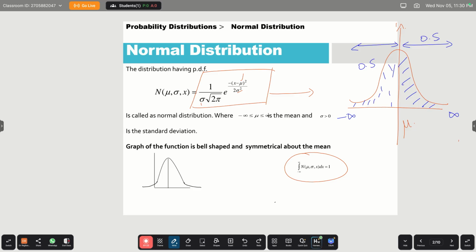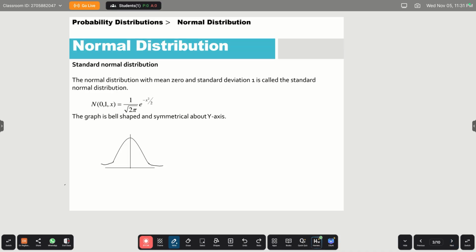And for a normal distribution, if mu is 0 and if standard deviation is 1, then the normal distribution is called as standard normal distribution. So standard normal distribution is just a particular case of normal distribution where mean is 0 and standard deviation is 1. And when you put mean 0 and standard deviation 1, the function reduces to 1 by root 2 pi e to the power minus x square by 2.